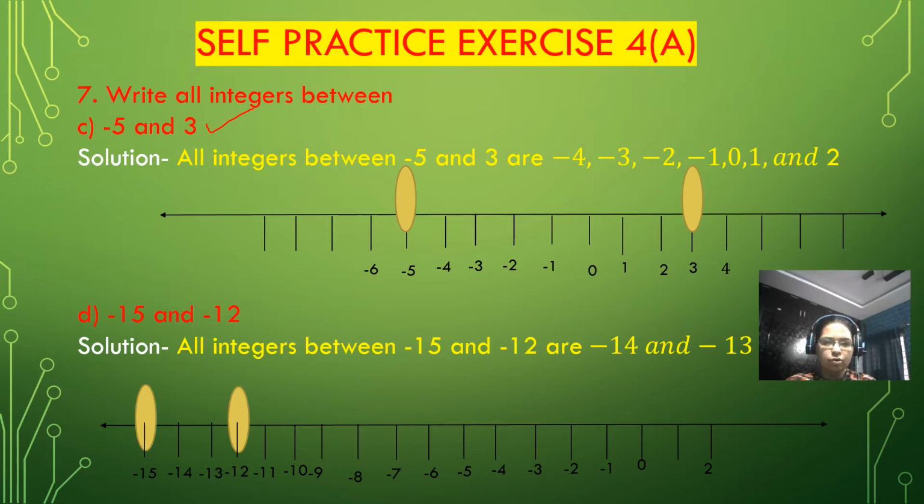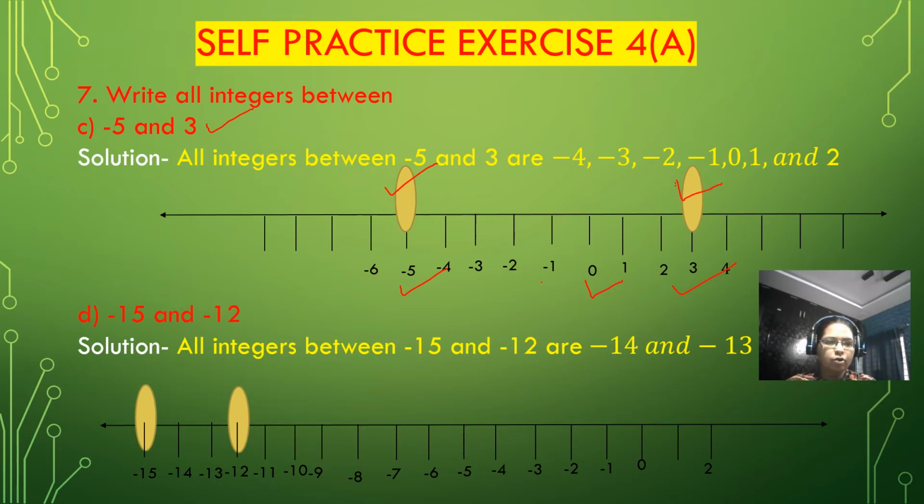Middle line is 0, and on the right hand side positive integers 0, 1, 2, 3 and 4. These are the positives to the right hand side, and from 0 to the left hand side negative integers 0, -1, -2, -3, -4, -5. We can represent -5 and 3 on a number line. Here -5 and this is positive 3.